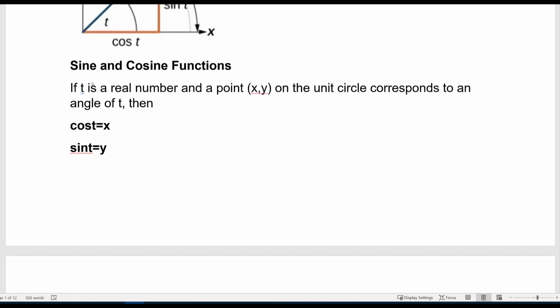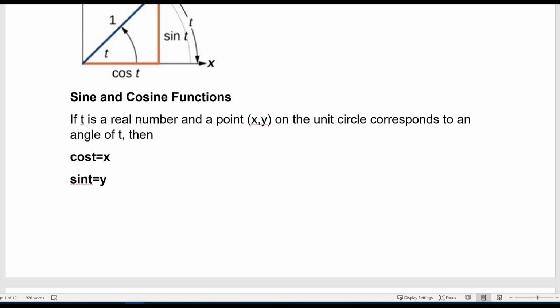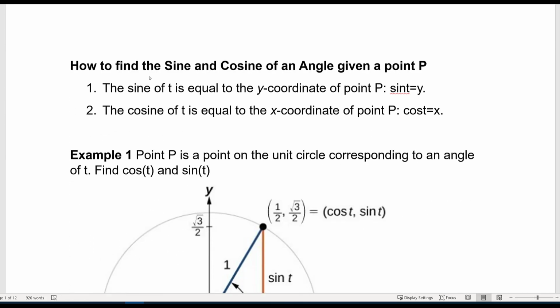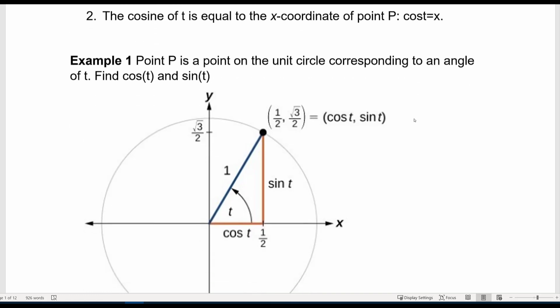So for the sine and cosine functions of t as a real number, if the endpoint x, y on the unit circle corresponds to an angle of t, then x equals cosine t and y is sine t. So how to find the sine and cosine of an angle given a point P? The sine of t is equal to the y coordinate of the point P. I'm kind of saying the same thing over, I hope it's sticking. Cosine of t is equal to the x coordinate of the point P.